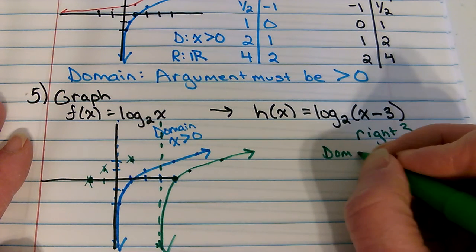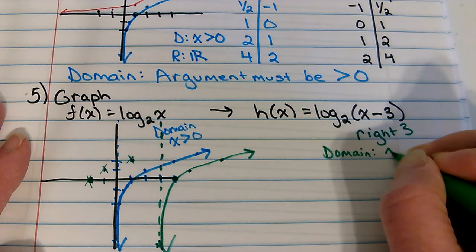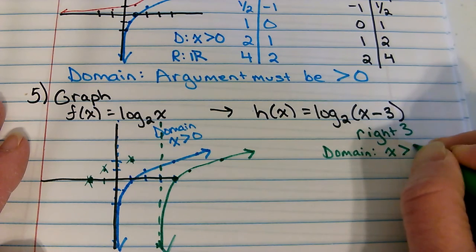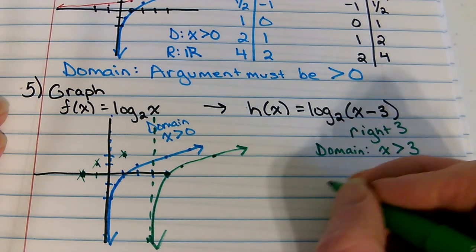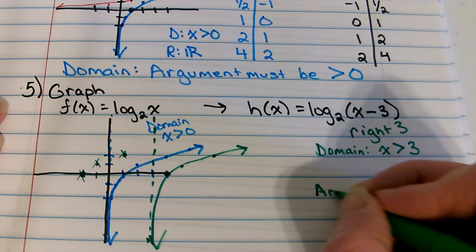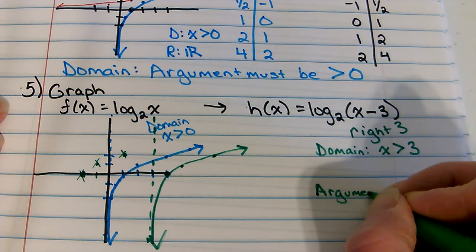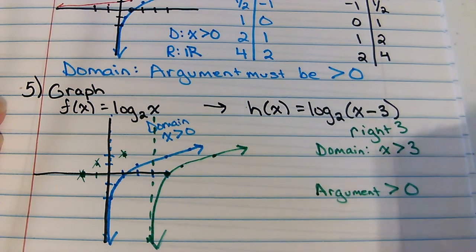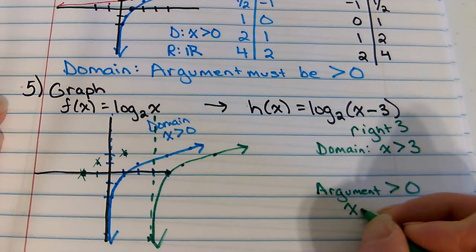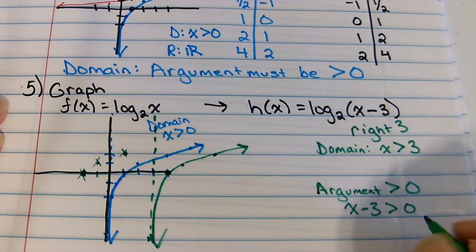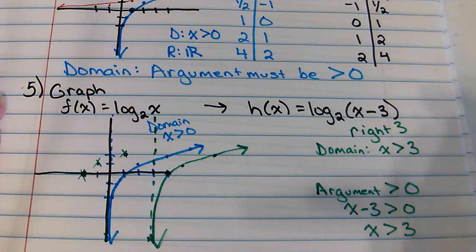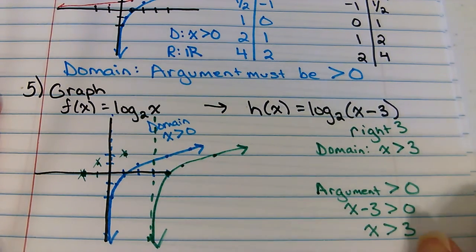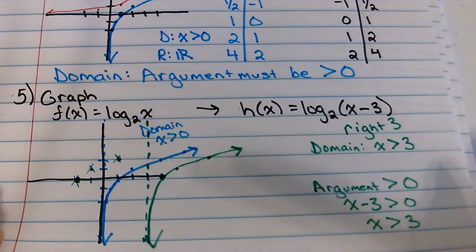That means on this graph, the domain are all the x's bigger than 3. I can only use x's that are bigger than 3. I can also think about it as the argument has to be greater than 0. So if I set x minus 3 greater than 0, I get x is greater than 3. Let's practice just that for a second, finding the domain.